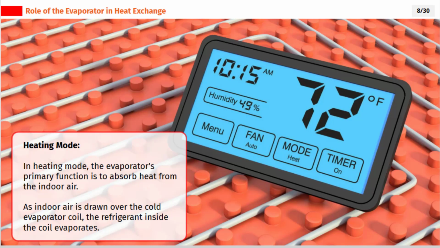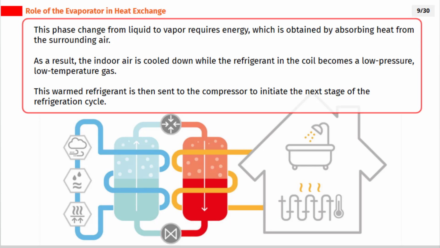Heating mode. In heating mode, the evaporator's primary function is to absorb heat from the indoor air. As indoor air is drawn over the cold evaporator coil, the refrigerant inside the coil evaporates. This phase change from liquid to vapor requires energy, which is obtained by absorbing heat from the surrounding air. As a result, the indoor air is cooled down while the refrigerant in the coil becomes a low-pressure, low-temperature gas. This warm refrigerant is then sent to the compressor to initiate the next stage of the refrigeration cycle.